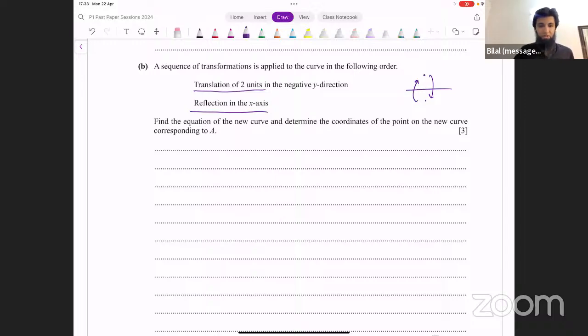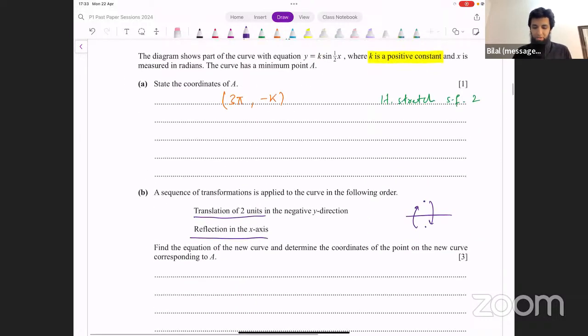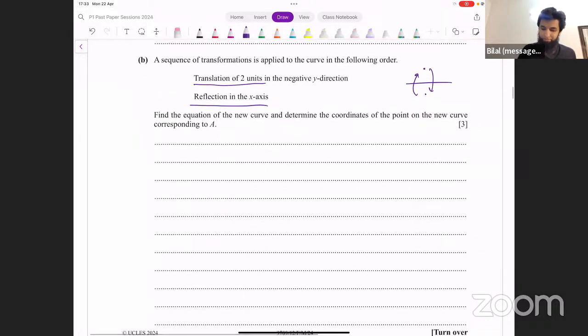What was the original curve? Y equals k into sine of half x, right? That was the original curve. Let me write that here. Y equals k into sine of half x.